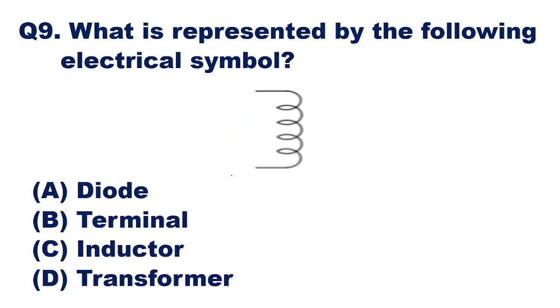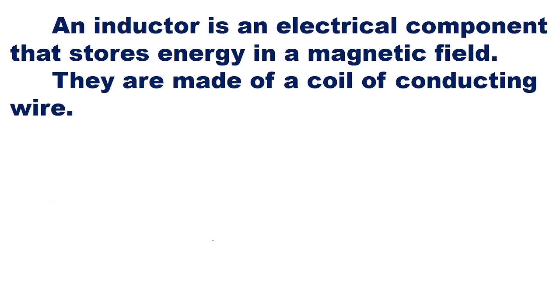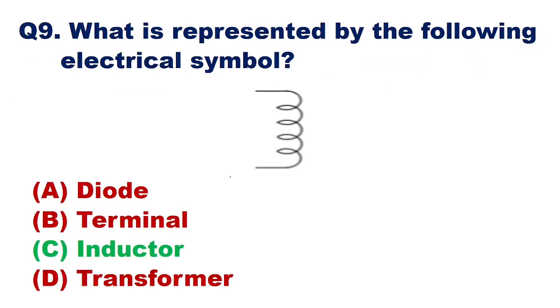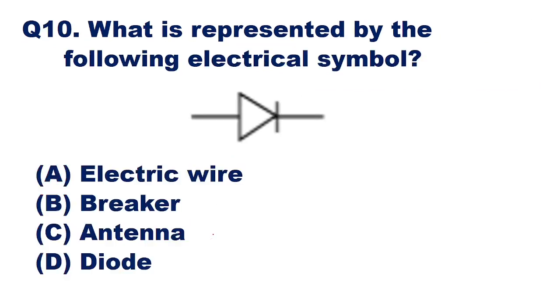What is represented by the following electric symbol? So here we are showing only one coil and we know that the coil represents inductor. So option C is the right answer. It is a symbol of inductor. So an inductor is an electrical component that stores energy in magnetic field. They are made of a coil of conducting wire. So here option C will be the right answer, that the above symbol is for inductor. Then we'll go to the next question.